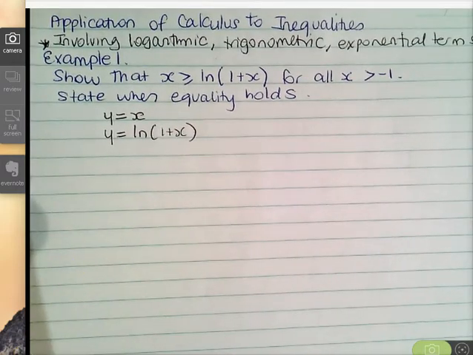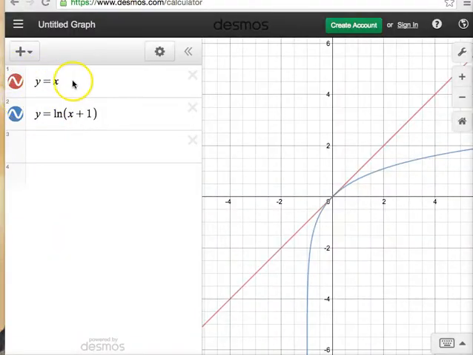Just saying, if I draw the function y equals x, that's that red line there, and I draw the function y equals ln of x plus 1, and that's the blue function there, we're trying to show that x is greater than, the question says show that x is greater than or equal to ln 1 plus x. Now, we can clearly see from the graph that the graph y equals x is always above, or greater than or equal to, ln x plus 1, and this is the point where it's equal to, when x equals 0. That's where the two functions meet.